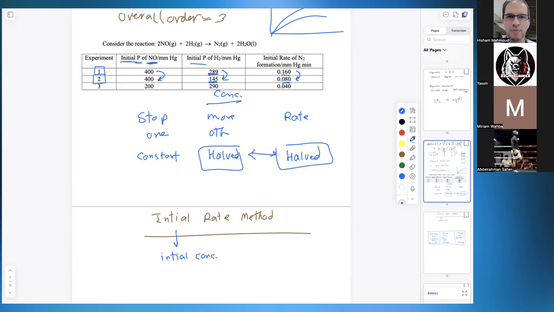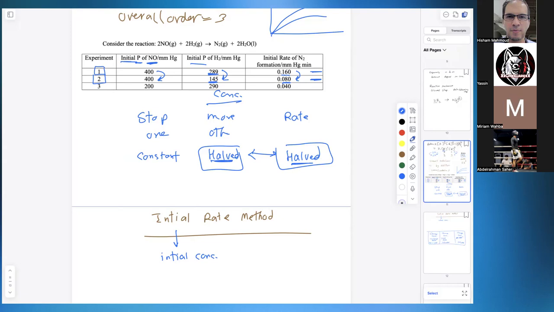Be careful, many of the people that I'm explaining to get confused. They tell me no change because this is halved and this is halved. I'm not comparing between concentration and rate. I'm comparing the rate at experiment 1 and the rate at experiment 2. What happened to the rate? Is it changed or not changed? It's halved. Is the change the same as the change that happened to concentration, or is there no change at all?